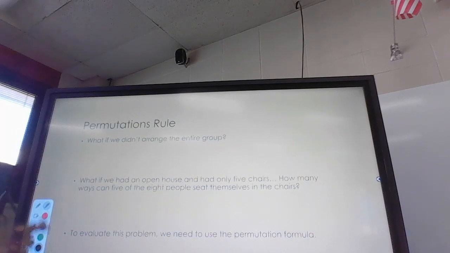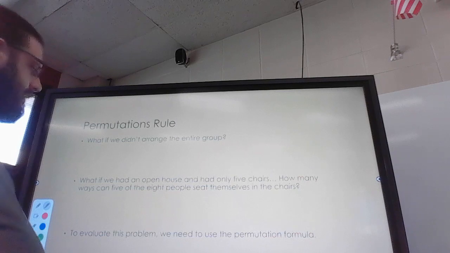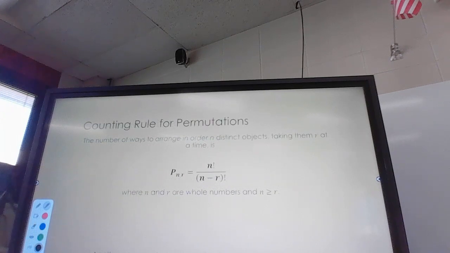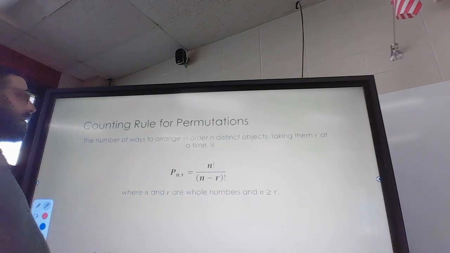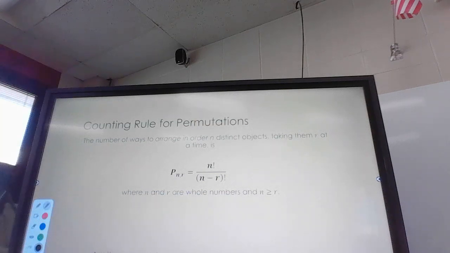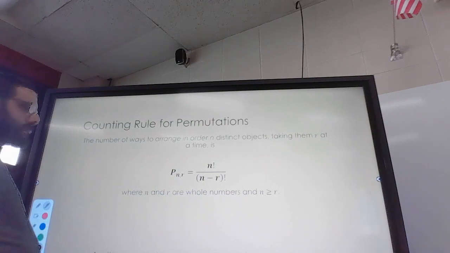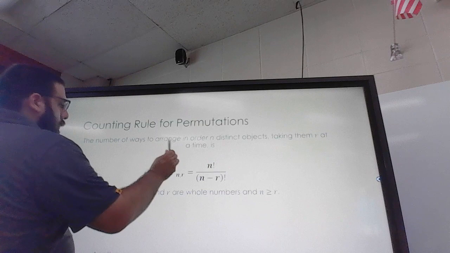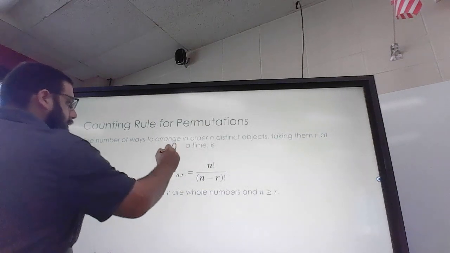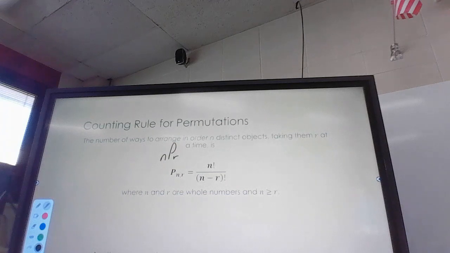If we're finding ways to arrange 5 out of those 8 people into these chairs, we use a permutation. A permutation is the number of ways to arrange, in order, n distinct objects, taking them r at a time. You see this notation here, P with a subscript of n, comma r, or in the calculator you see nPr, like this. I usually like to use this notation because it's easier to write and it's also easier to type.